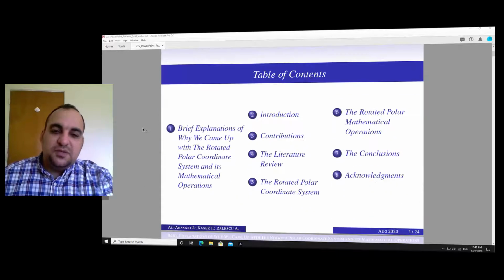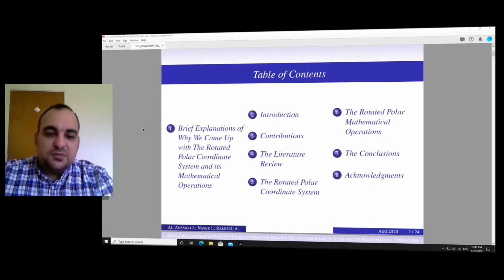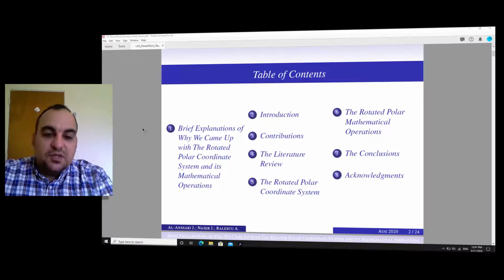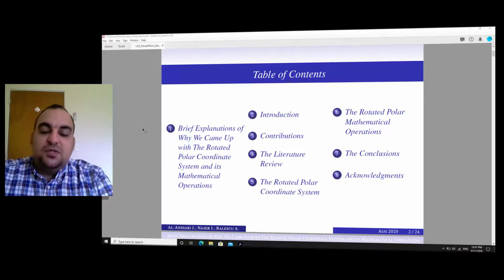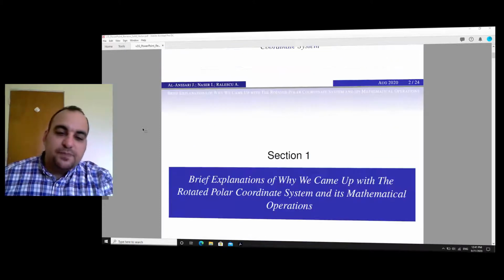So I'll start with the table of contents. First, a brief explanation of why we came up with the solid vector rotated polar coordinate system and its mathematical operation, introduction, contribution, literature review, rotated polar coordinate system, rotated polar mathematical operations, seventh, the conclusion, and finally, the acknowledgement.